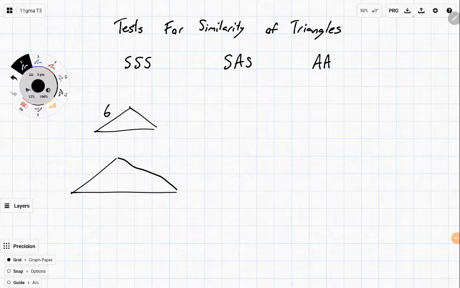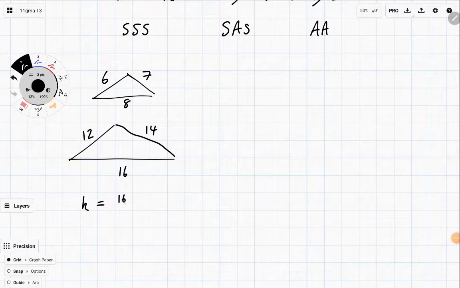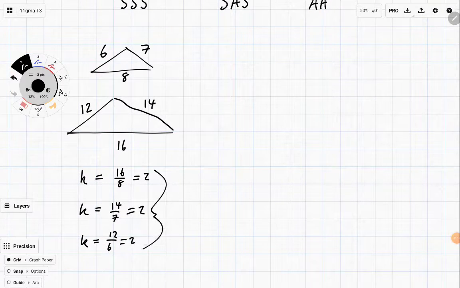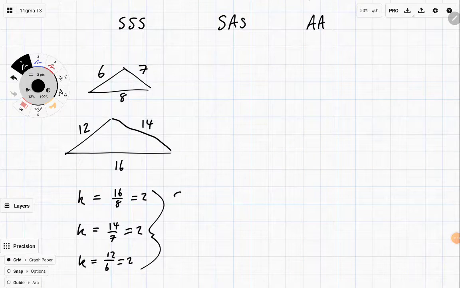So if I've got 6, 7, and 8 over here, and I've got 12, 14, and 16, well, we can see that the K value for each set is going to be the same. 16 divided by 8 is 2. 14 divided by 7 is 2. And 12 divided by 6 is 2. So the scale factor for all three of them is the same, meaning they pass the side test, meaning these two triangles are similar.